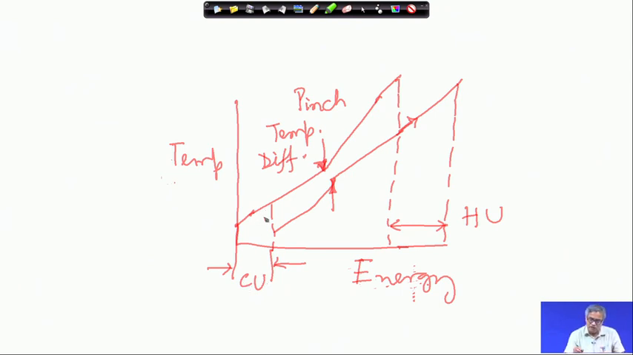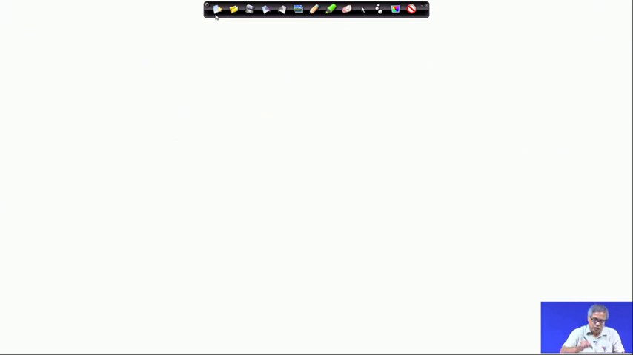Here the hot stream is to be cooled. The hot stream is getting cooled partially with the help of the cold stream, but entire cooling may not be possible. So, this is where the hot stream is getting cooled, this is where the cold stream is being heated, and this is the pinch point where we have the minimum temperature difference between the hot stream and the cold stream. We will explain it once again.